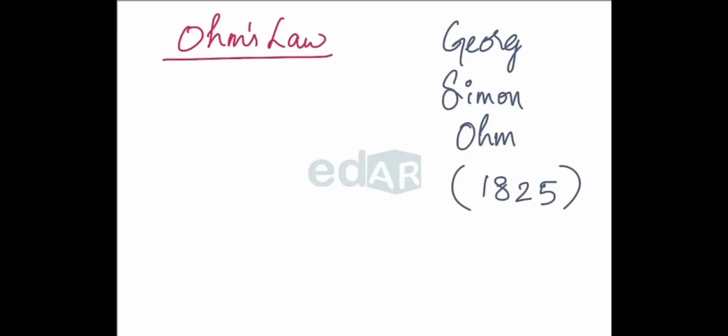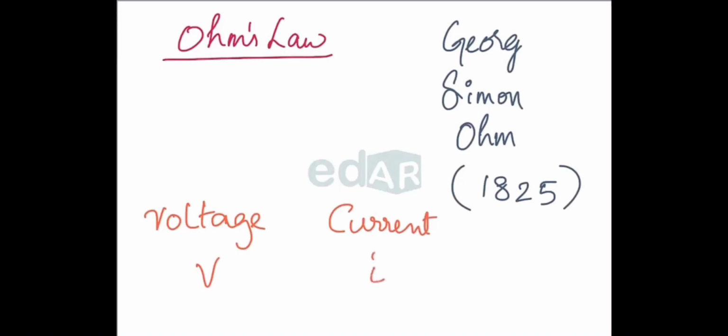So why is it important? What is so useful about it? Why are we talking about it some roughly 200 years afterwards? So the Ohm's law is a really nice and elegant relation between two quantities. One quantity is called voltage, which is represented by the symbol V, and another quantity is called current, which is represented by the symbol I.